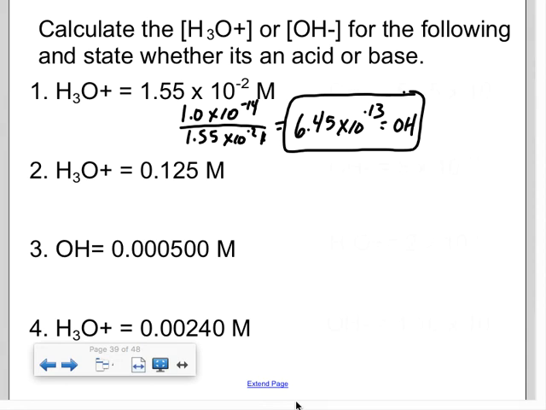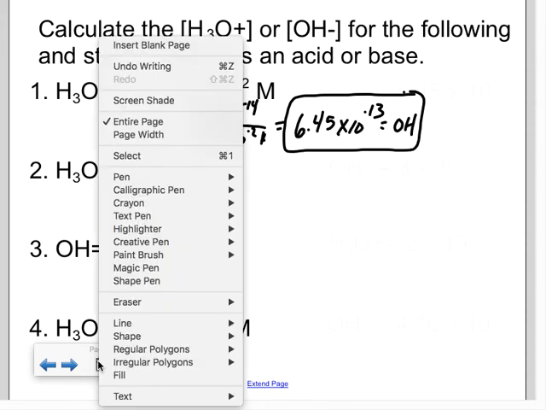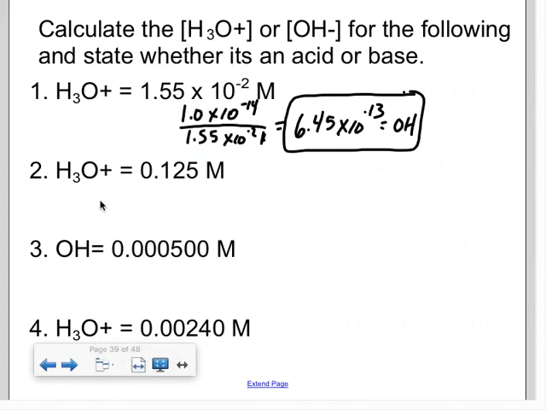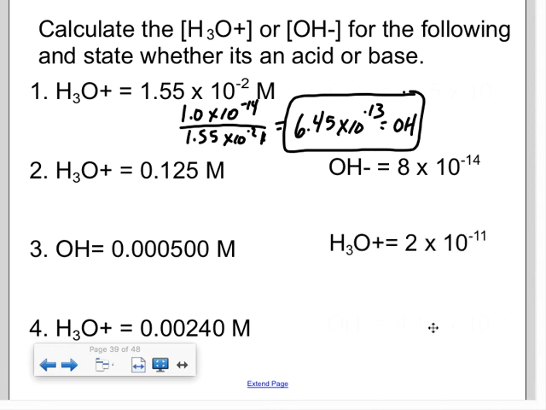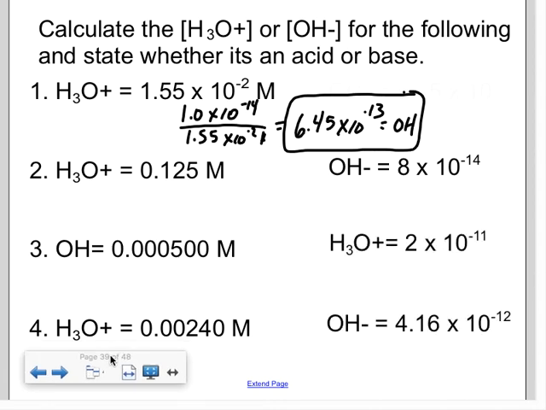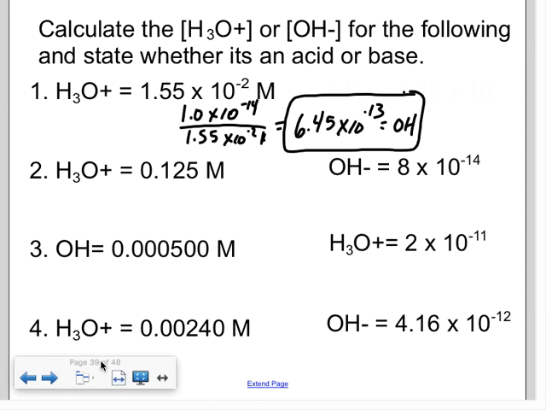I'm actually going to give you the answers here. When you do the math, make sure you show your work, otherwise I'm not going to give you credit for it. The answer for number 2, you should get that, and for number 3, and for number 4. Make sure you show your work, and make sure you know how to type it in a calculator, because you will see some of these on your test.